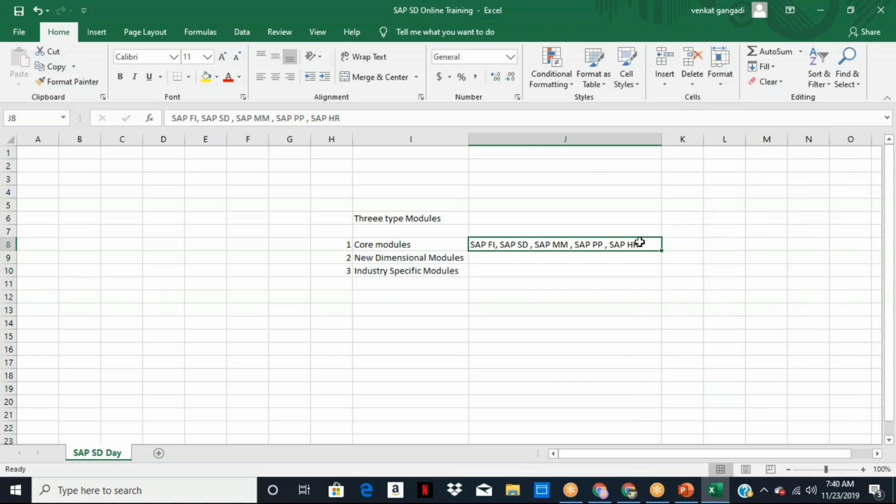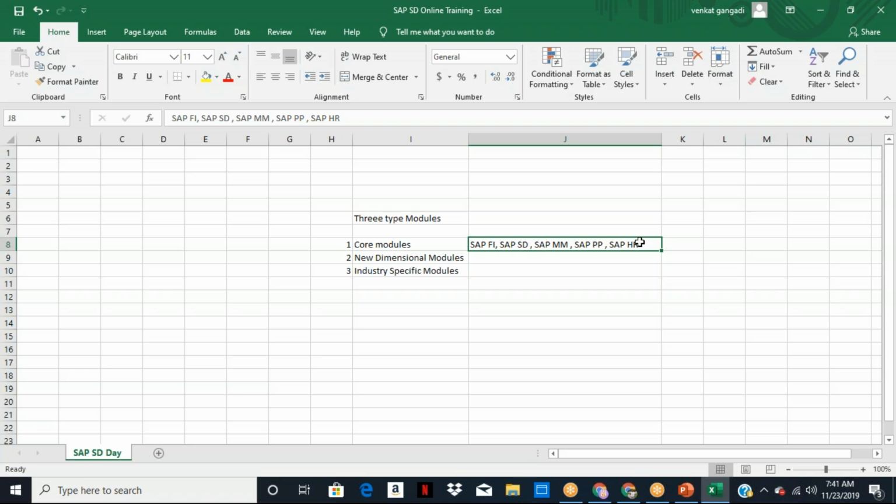Another specialty of these core modules is that you do not need any separate instance or separate system for them. The SAP ERP itself has all these modules in it. Even plant maintenance, customer service, and quality management are core modules of SAP, which are part of the SAP ERP system itself.